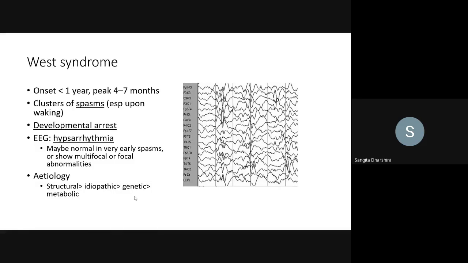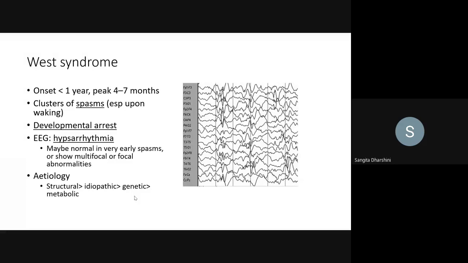Etiology could be structural, idiopathic, genetic, and metabolic. More genetic now, if I may say, with the advent of whole exome sequencing, we are able to diagnose more genetic causes of West syndrome.